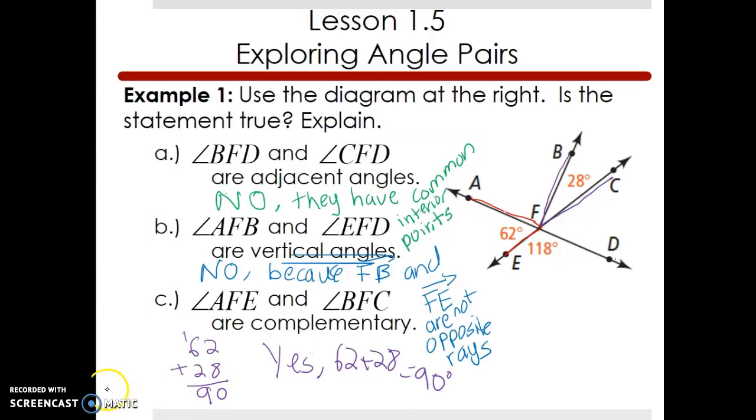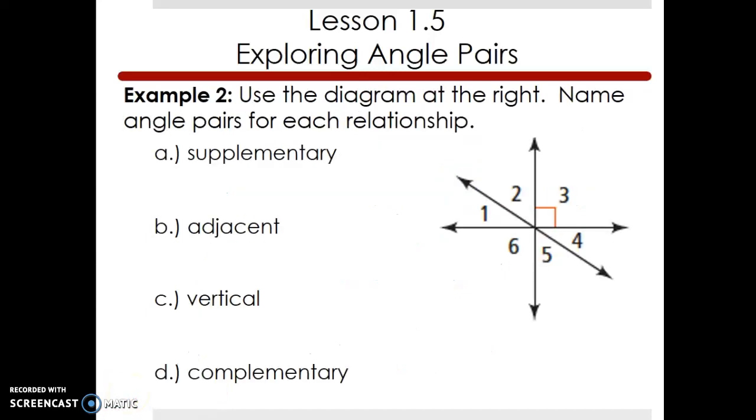So they do add up to 90 degrees, so they're complementary. All right, we're going to try the next problem. Okay, so we're moving on to example 2. In this case, I give you a diagram, and we have to identify which one is supplementary, adjacent, vertical, and complementary. So let's start with supplementary.